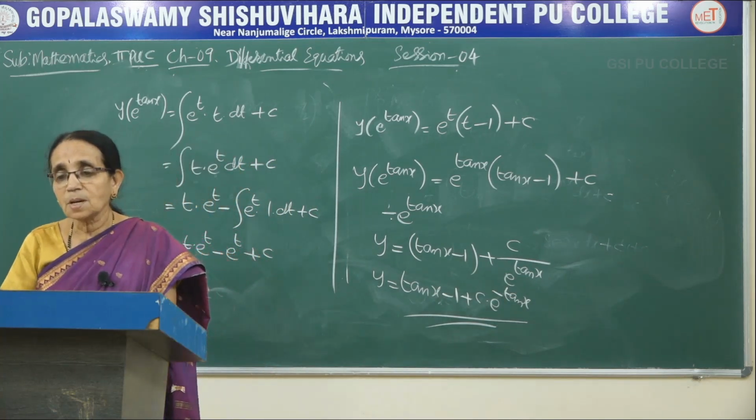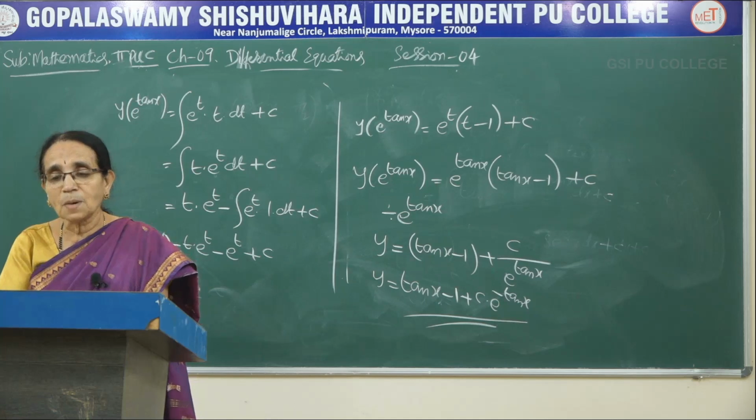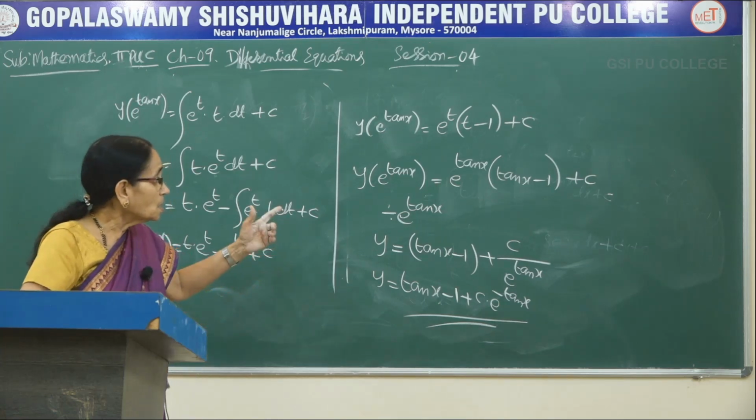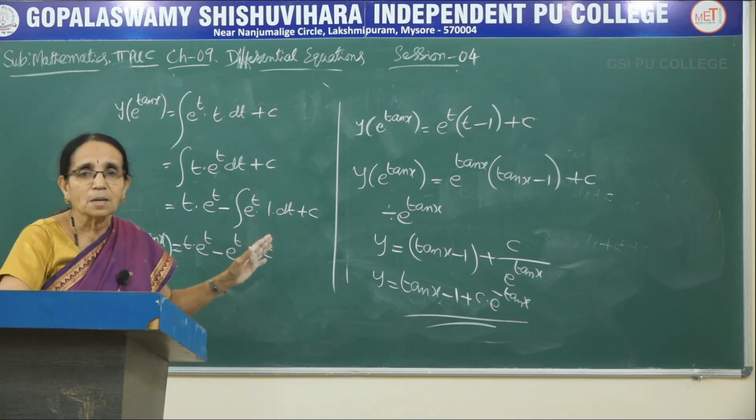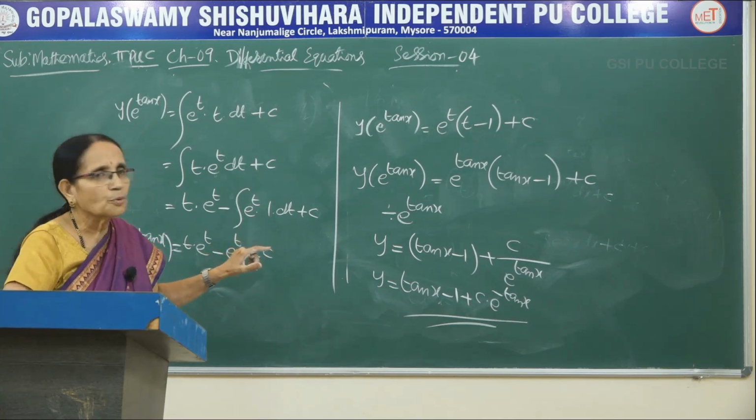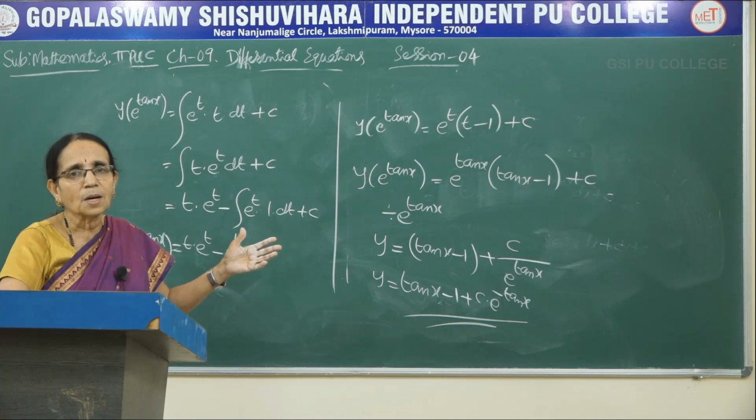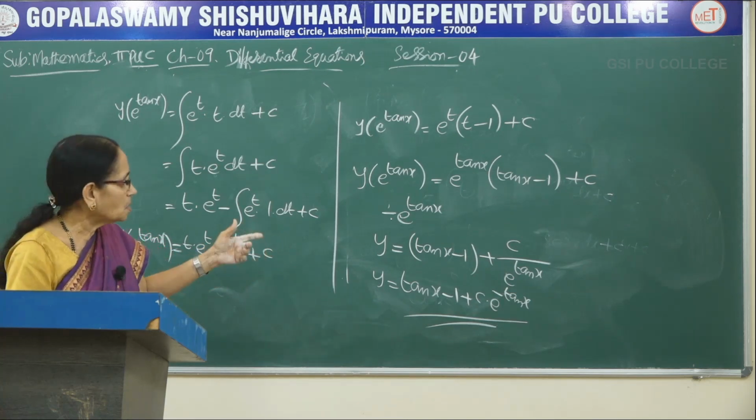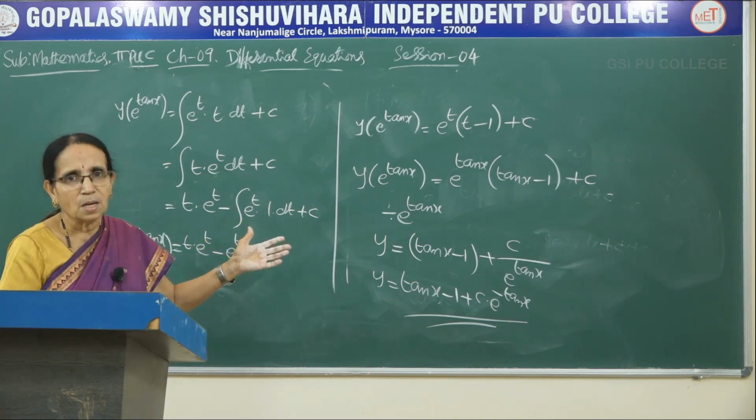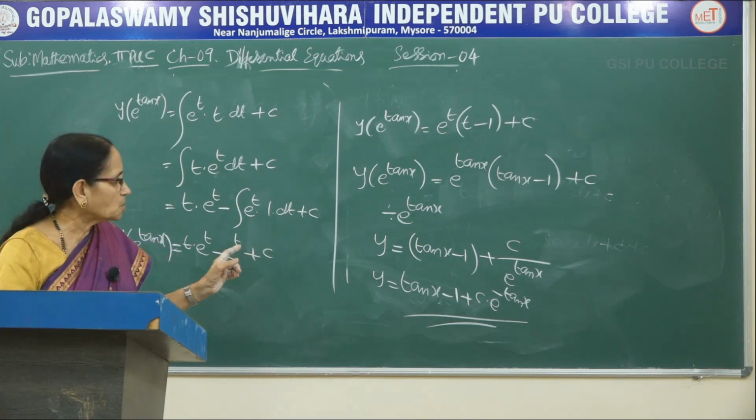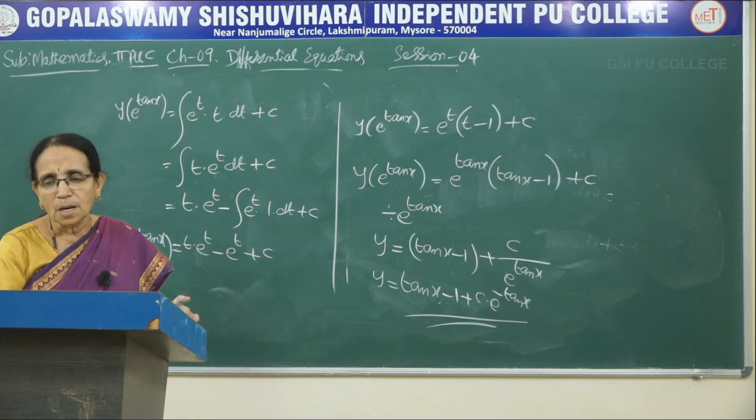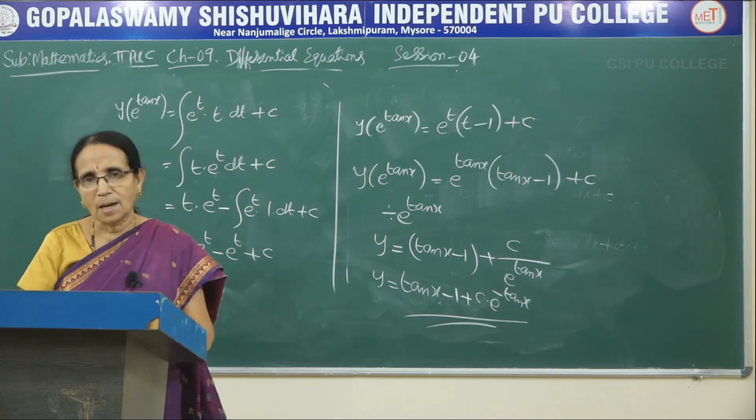See, so many different methods I am using. First I make the substitution. After making the substitution, it has come to the form where I can make use of integration by parts, and then replacing the original variable x here, I get the answer: y is equal to tan x minus 1 plus c into e to the power minus tan x.